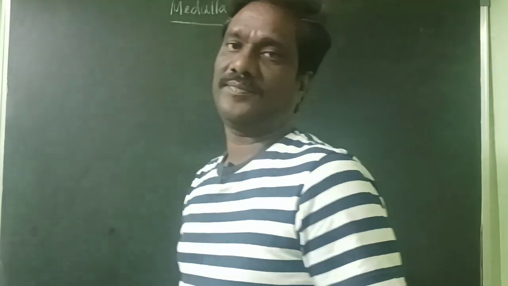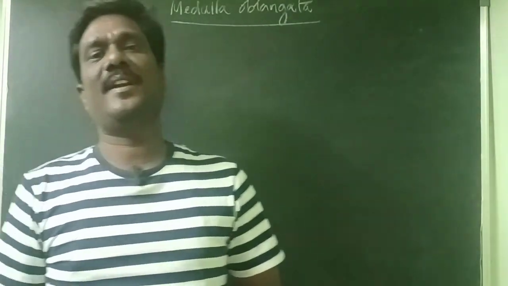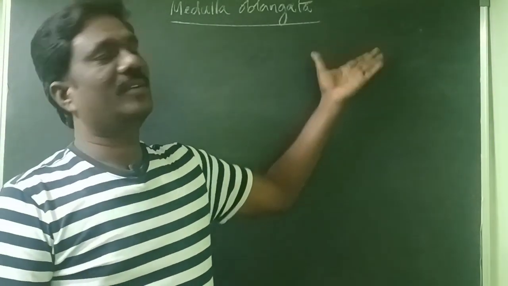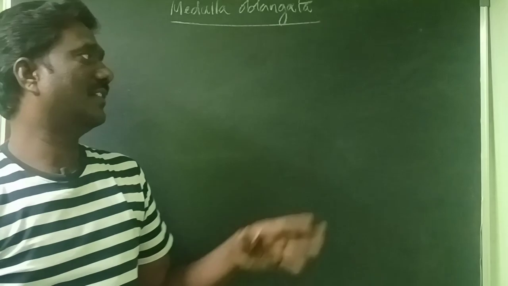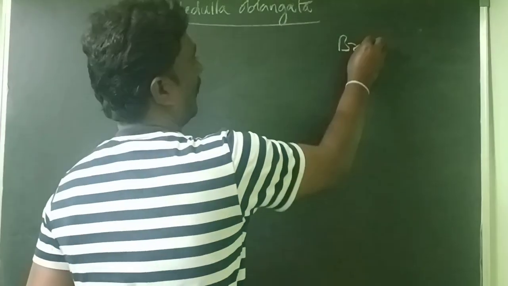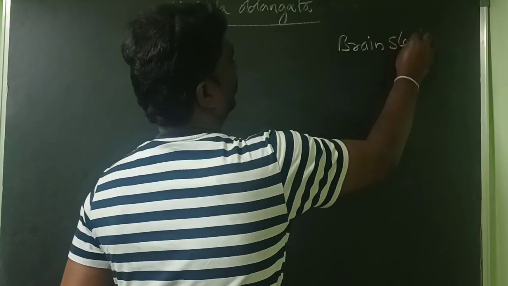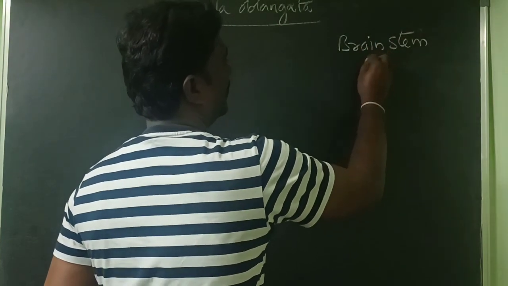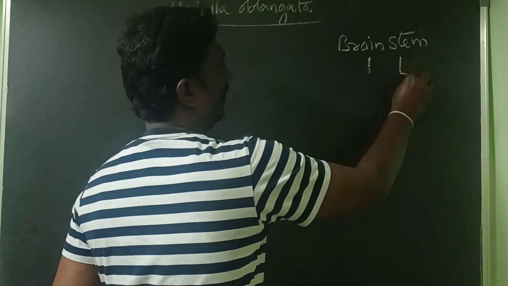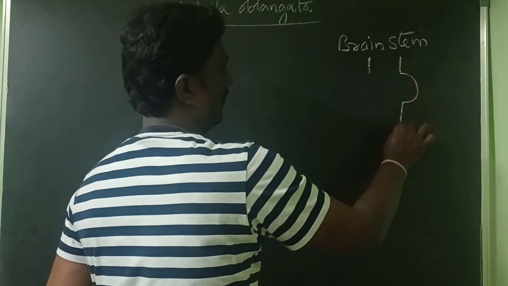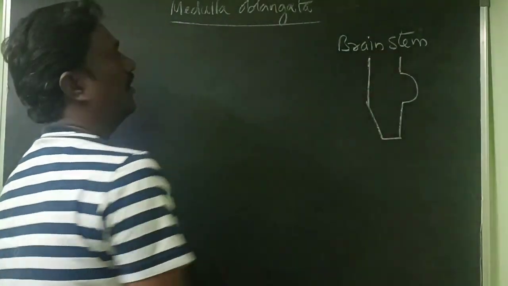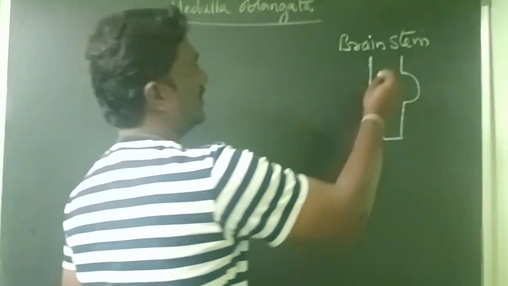Before that, our brain is divided into forebrain, midbrain, and hindbrain. After that, cerebrum. What we call the brain stem has three parts. That is the midbrain, this is the pons, and afterwards this is the medulla oblongata. These three make up the brain stem.